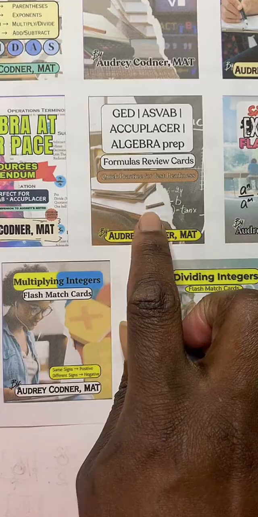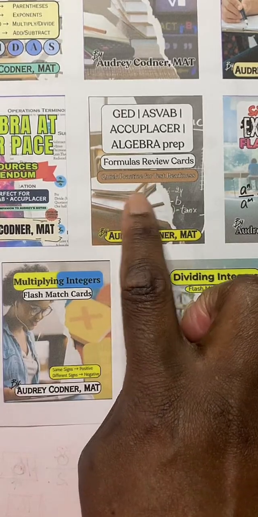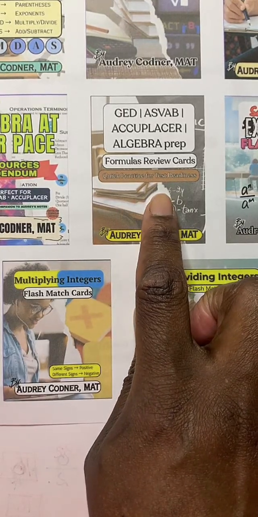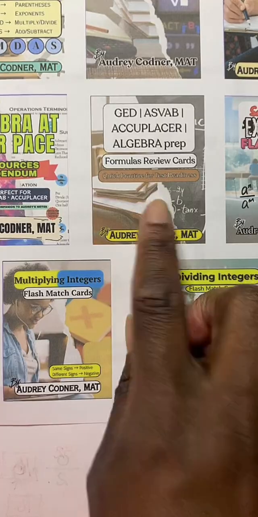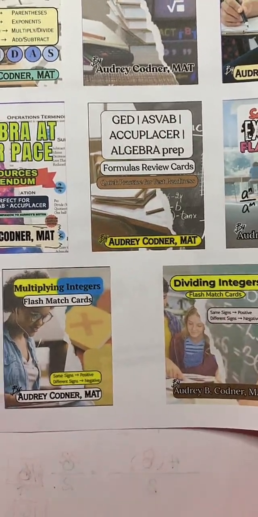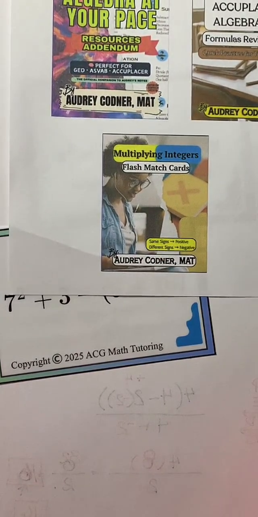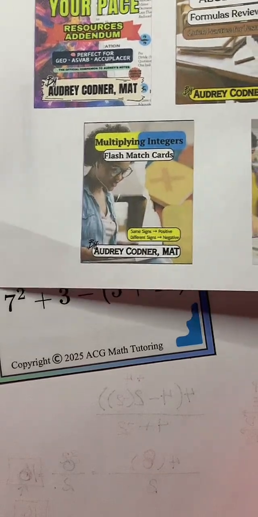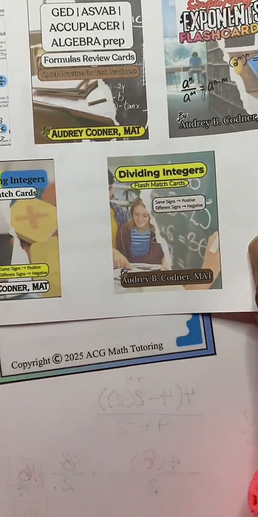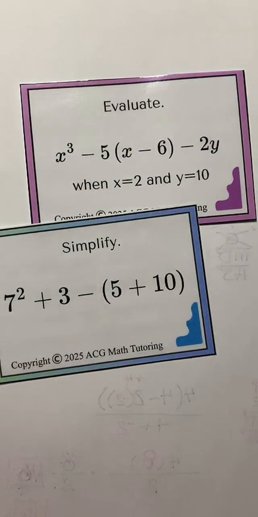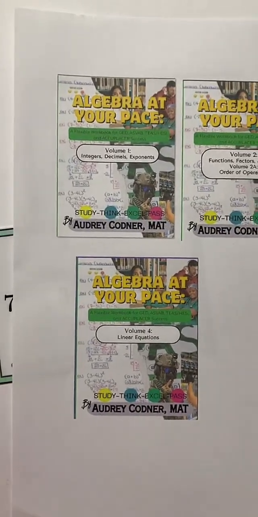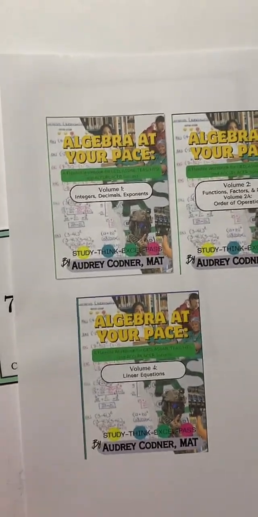You guys always ask what formulas go with what. I've got it all listed. I put it in a book. Some of these are combined with other things, like multiplying integers, where I'm looking at positive and negative and negative and negatives. Same thing with dividing integers. Okay, there's a whole bunch of resources.